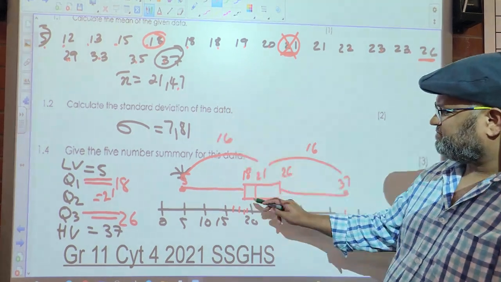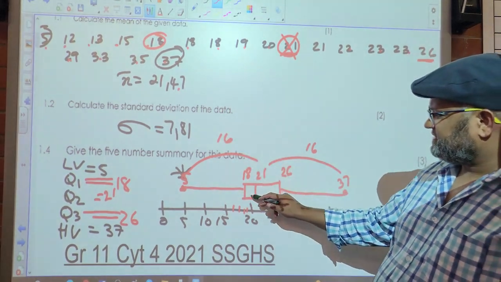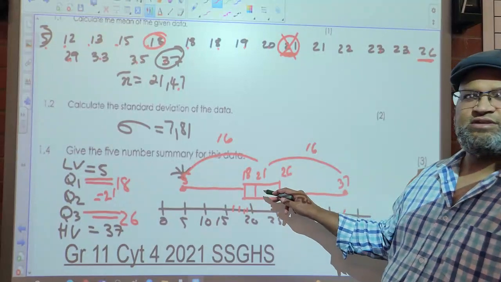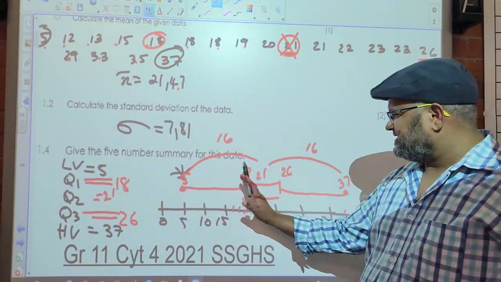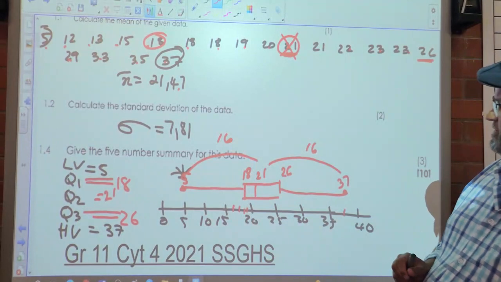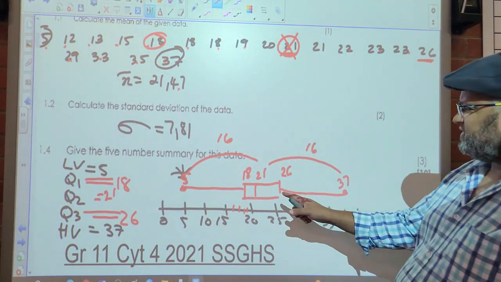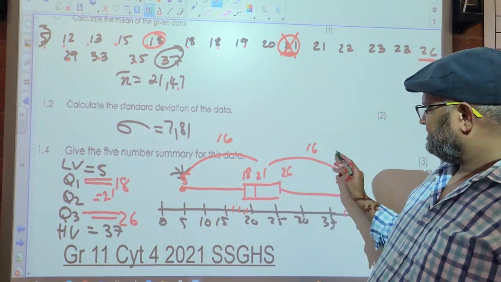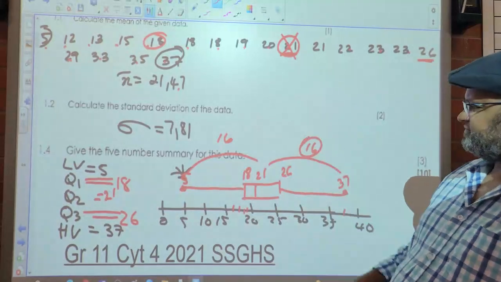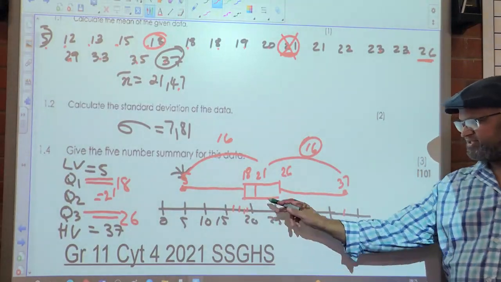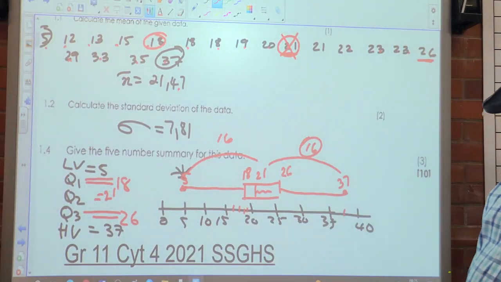But what you notice is the box. What do you notice here? It's still skewed. Symmetrical means it will be exactly the same. Okay? So I would say the data is skewed to the right. Okay? As you can see here.